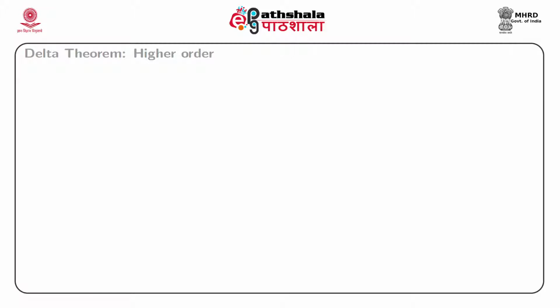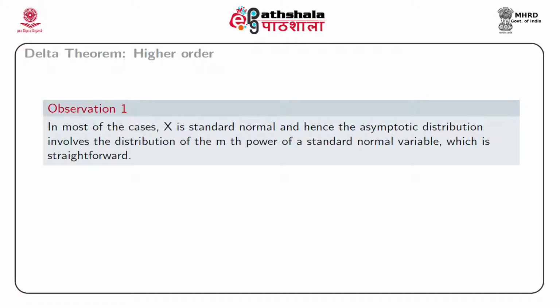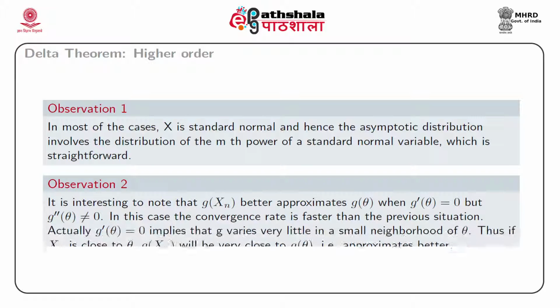So, we immediately have some observations from this delta theorem of higher order. In most of the cases, X is standard normal, and hence the asymptotic distribution involves the distribution of the mth power of a standard normal variable, which is straightforward. Next observation is that g(Xn) better approximates g(θ) when g'(θ) equals 0, but g''(θ) is not equal to 0. In this case, the convergence rate is faster than in the previous situation.